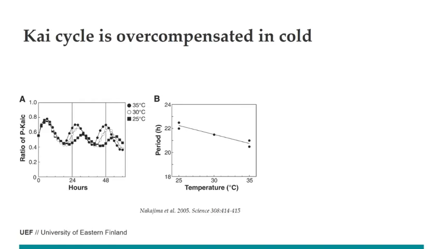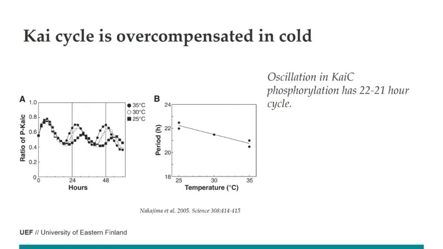And interesting is that this cyanobacter is overcompensating it in cold. So you can easily put these 3 different proteins and ATP in a test tube and put the test tube in different temperatures, and then check whether the KaiC is phosphorylated or not, and it has about a day, 21 or 22-hour cycle.